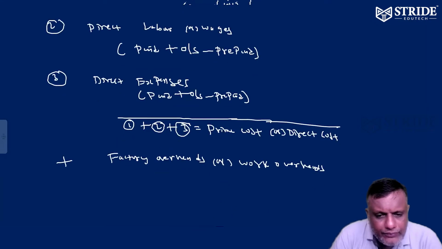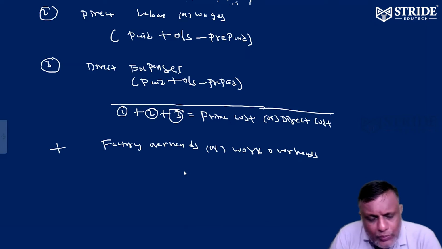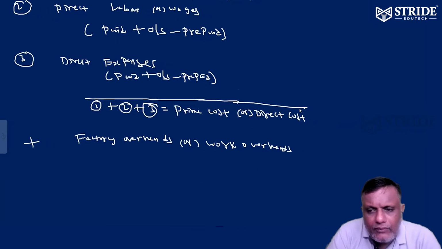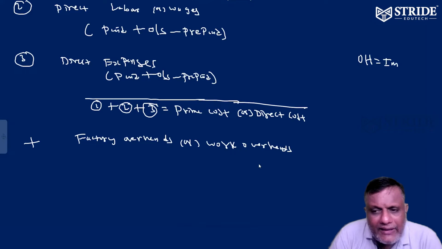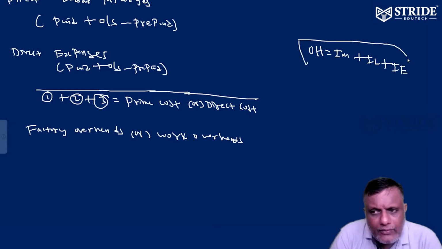What is factory overhead? Expenses incurred in the factory that are non-traceable: factory supervisor salary, factory rent, factory power, factory lighting, factory machine depreciation, anything related to factory expenses. Overheads are abbreviated as OH. Overheads means the aggregate of indirect material, IM, plus indirect labor, plus indirect expenses. So it is called overheads.